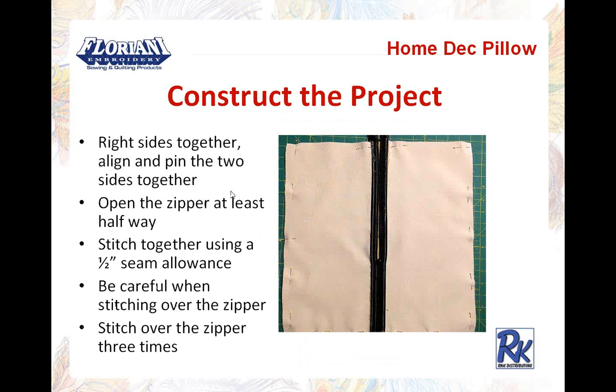All right, and then what you want to do is put the right sides of the two sections that we created together. So this is going to be our quilt top and our back. You're going to put those together. You're going to align them. You're going to open the zipper up at least halfway and pin them together. You want to stitch them together using a 1/2-inch seam allowance in from the edge. And just be careful when you stitch over the zipper, and you want to stitch over the zipper 3 times to lock it in place.